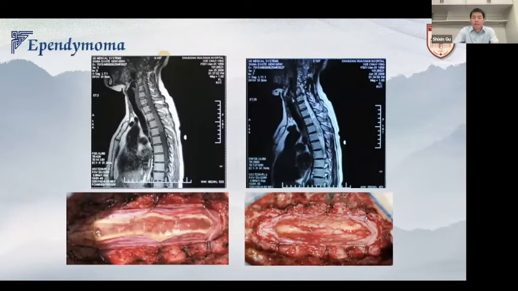Let's take some examples below. This is a very typical patient with intramedullary ependymoma. On the left is the pre-operation film. On the right is the post-operation film. It can be seen that the boundary between the tumor and the normal spinal cord is relatively clear, and the surface of the spinal cord is smooth after resection, indicating good protection.